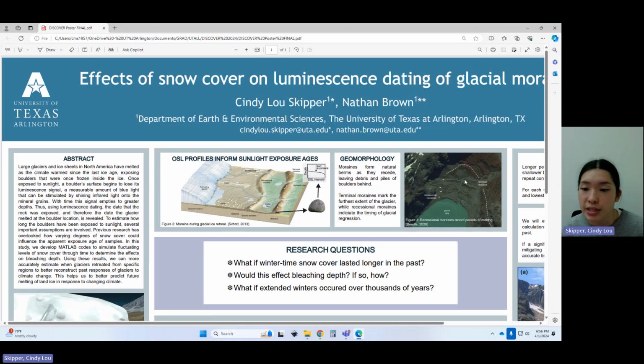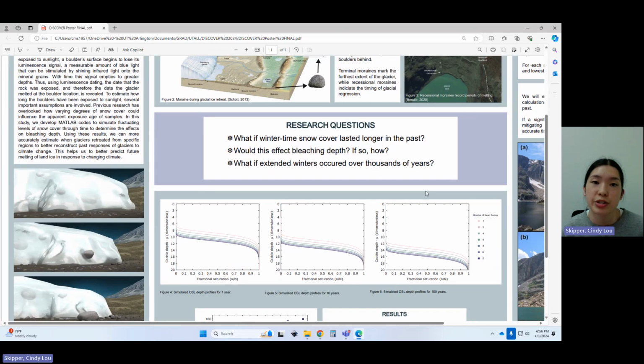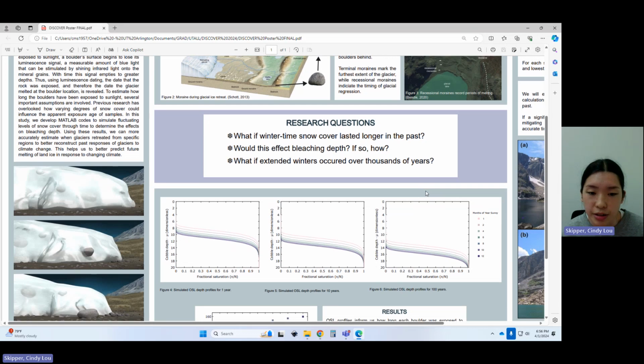Moraines form natural berms as they recede. So this is a terminal moraine, and then these are recessional moraines, which are the debris and piles of boulders that they leave behind. This is the furthest extent, and then these are just the indications of timing of glacial regression. So this raises some research questions. What if wintertime snow cover lasted longer in the past? Would this affect bleaching depth, and if so, how? What if extended winters occurred over thousands of years?